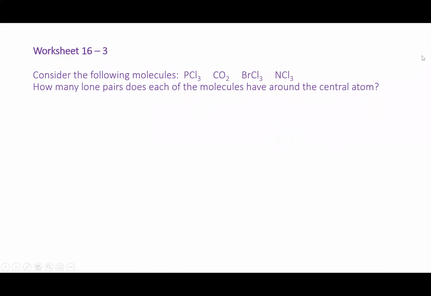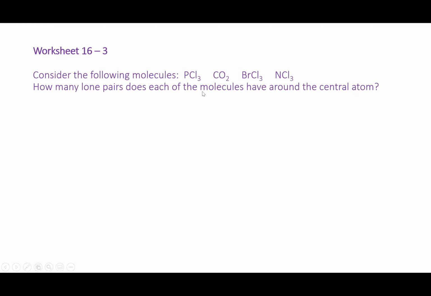For this question, we're considering how many lone pairs each of these molecules has around the central atom. In order to figure out how many lone pairs there are, we need to first figure out what the geometry of each of these molecules looks like. So let's start with PCl3.